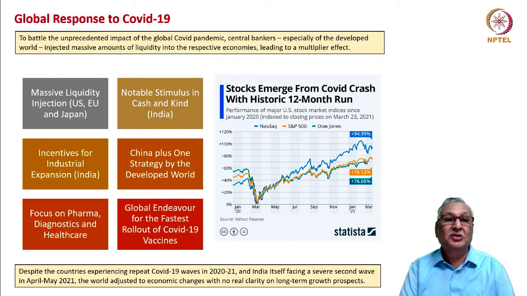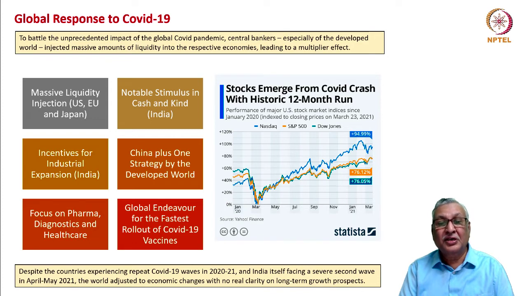What was the global response to COVID-19? To battle the unprecedented impact of the global COVID pandemic, central bankers, especially of the developed world, injected massive amounts of liquidity into the respective economies, leading to a multiplier effect. What did it comprise? Massive liquidity injection. US, EU and Japan exemplified this.